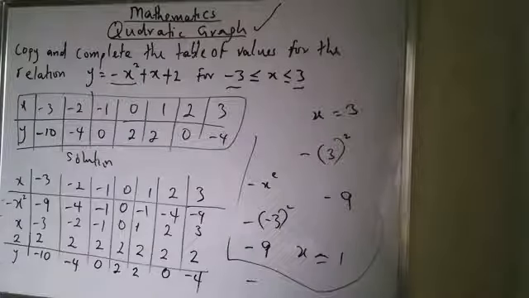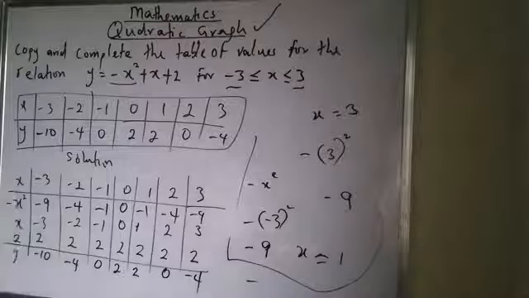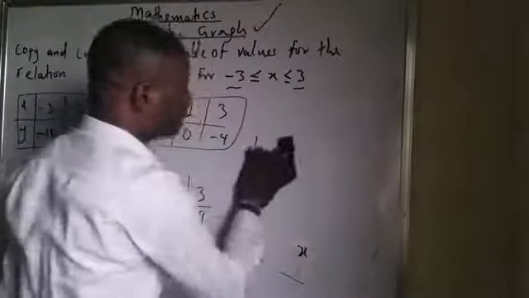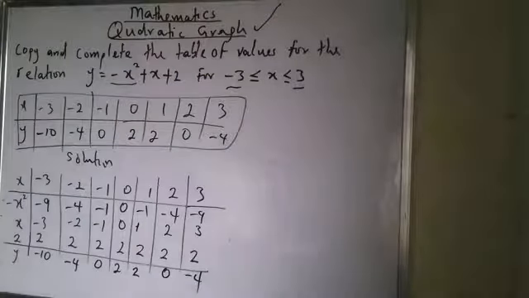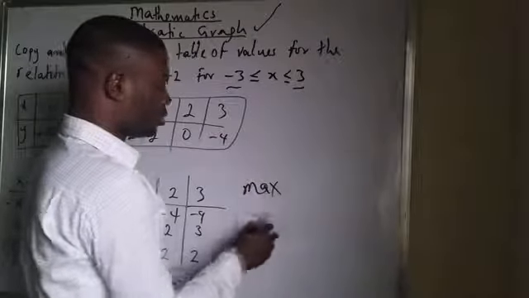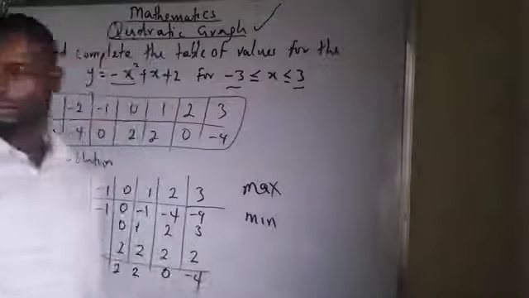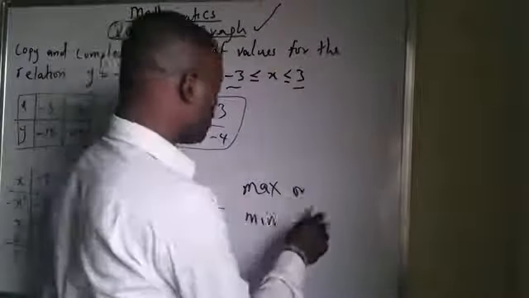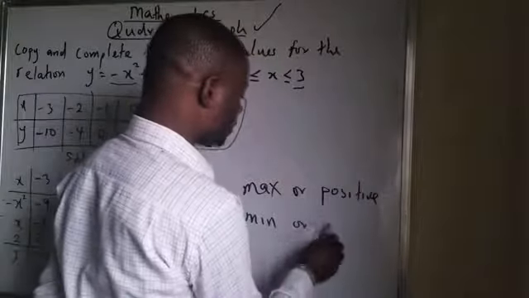Yes, you can. Okay, now, as you are writing, there are 2 types of quadratic graph. Let me quickly explain that part to you so that you understand everything about quadratic. There are 2 types of quadratic graph. One is maximum, and the other one is minimum. Or you can call it positive and negative.